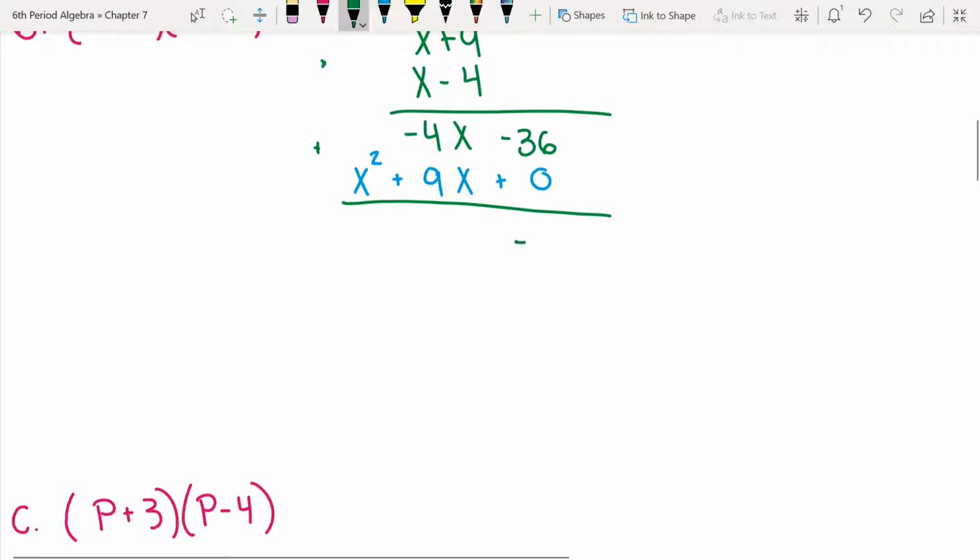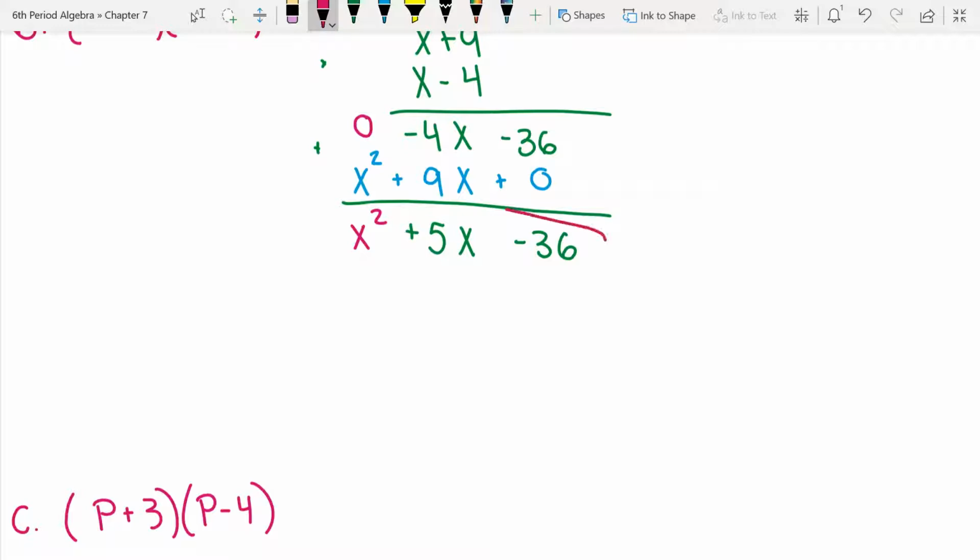Negative 36 plus 0 is negative 36. Negative 4 plus 9, well, this is a positive 5x. And there isn't another term that has just an x squared, so it's really a placeholder here of 0. And I'd have 0 plus x squared, which is x squared. So hopefully we're starting to see kind of what we have here. We have x squared plus 5x minus 36.